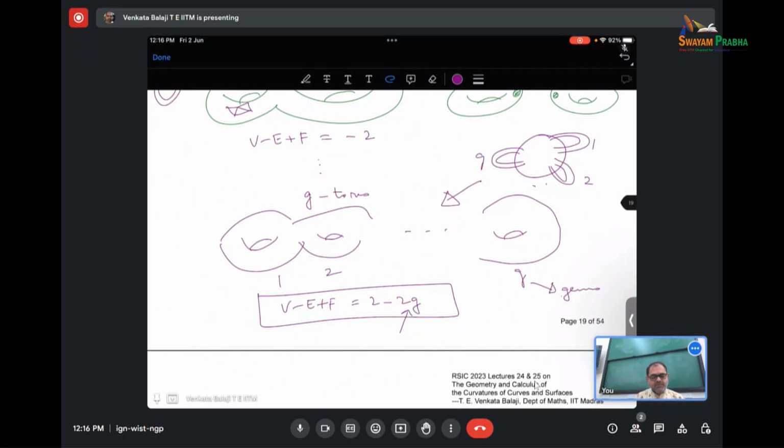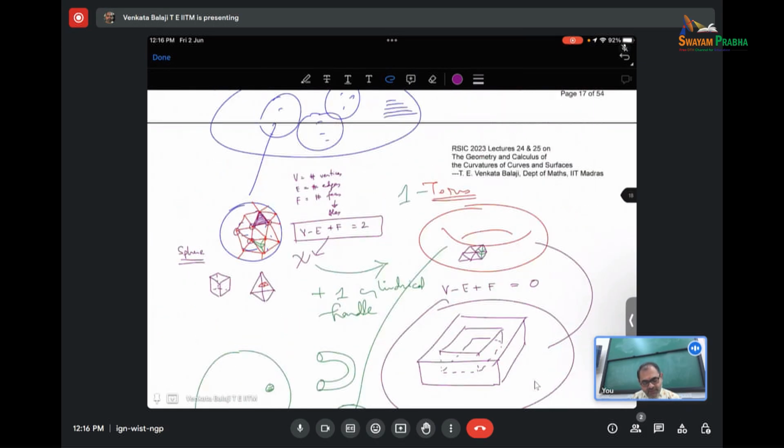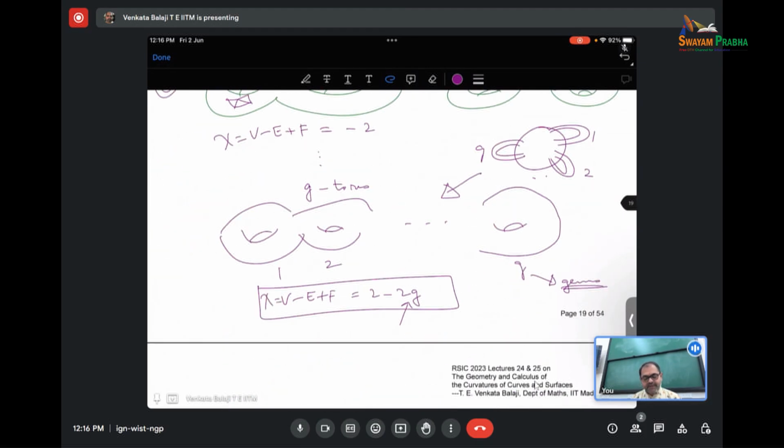What you must appreciate is that this G is called the genus. So genus 0 is a sphere, genus 1 is the torus, genus 2 is the 2-torus, and so on. This G controls this V minus E plus F. This number V minus E plus F was first discovered by Leonhard Euler, so it's called the Euler characteristic. I will call it chi, which is a Greek symbol. So the Euler characteristic is this.